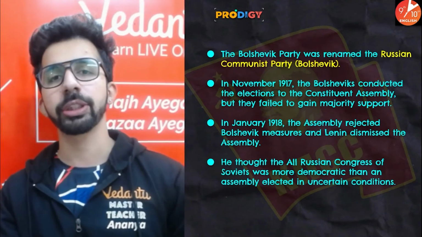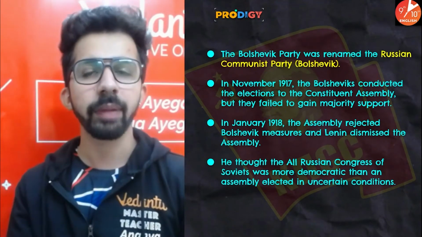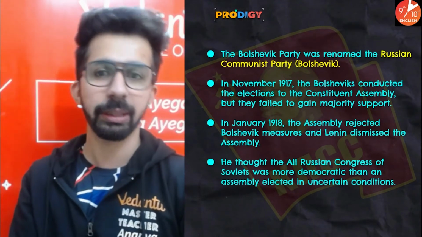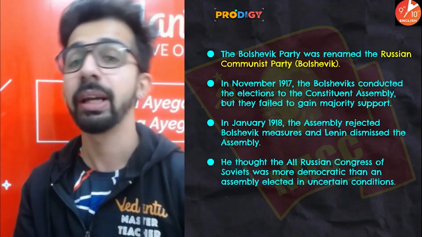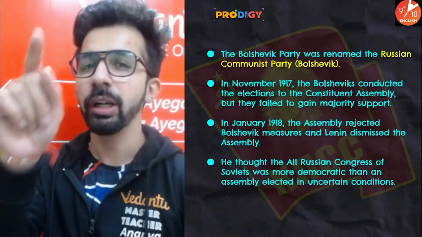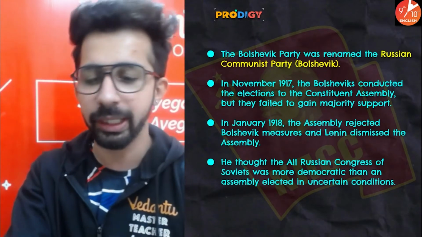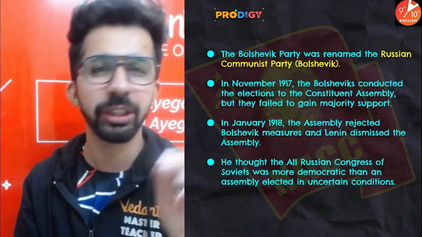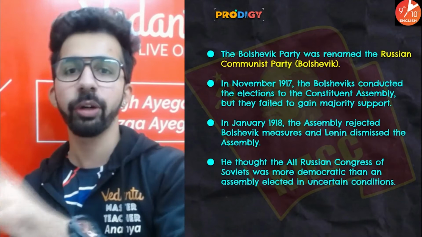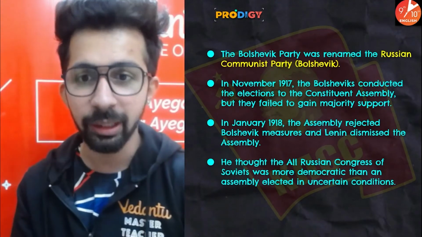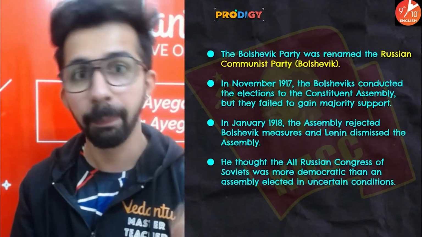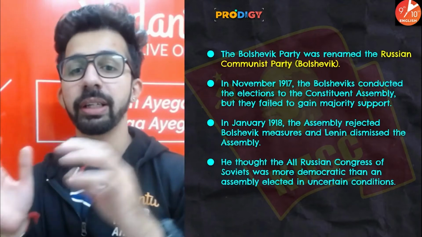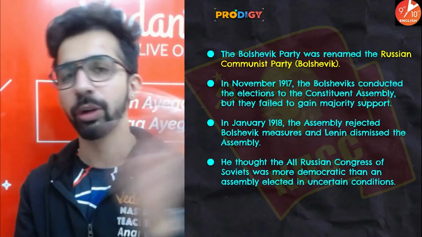Now here the Bolsheviks became overconfident and thought of participating in the Constituent Assembly. They participated, but they failed to gain majority support. As they failed to gain majority support, can you say that the Constituent Assembly will listen to the measures of Lenin? Obviously not. In January 1918, Lenin suggested some measures, but they were rejected by the Constituent Assembly, obviously, because the Bolsheviks failed to gain majority support. Do you know what the Bolsheviks did?